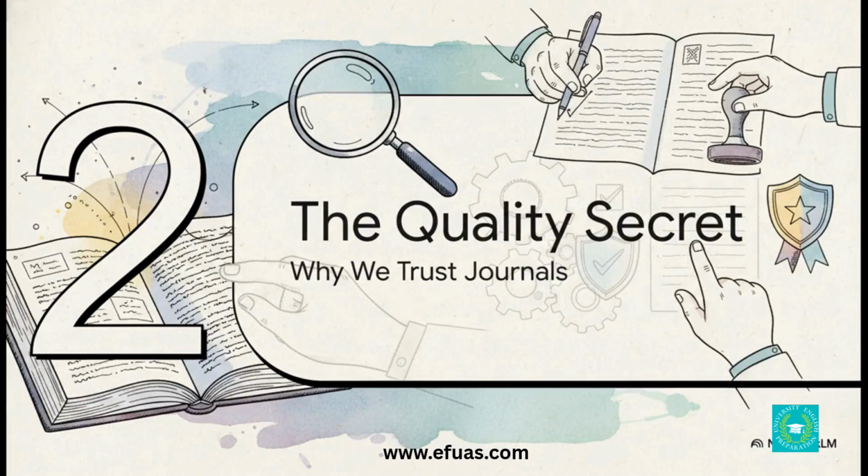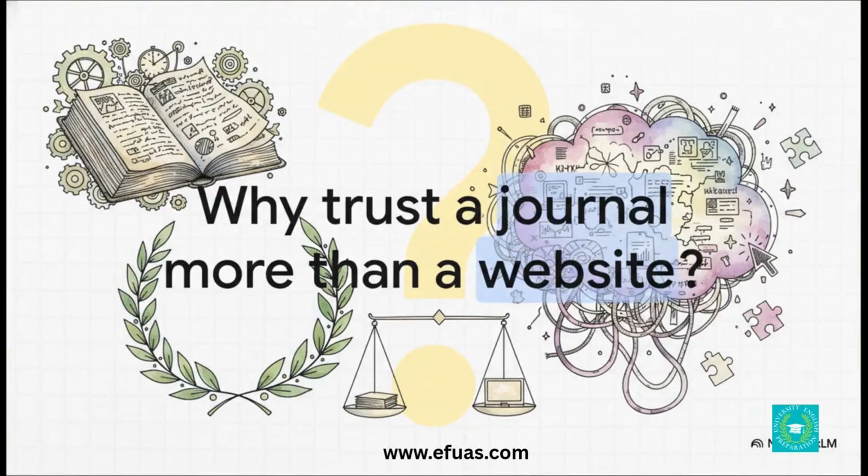All right, so now we know who wrote the article and when, but what really makes the information in a journal so much more trustworthy than, say, a random website? Well, there's a secret ingredient, and it's all about quality. I mean, it's a good question, isn't it? Anyone can post anything online these days. So why are your professors so insistent that you use these journal articles? What makes them the gold standard for your university essays?